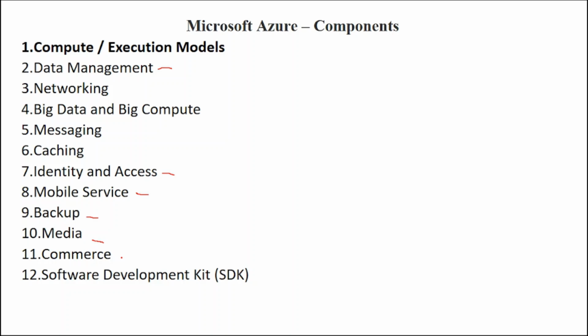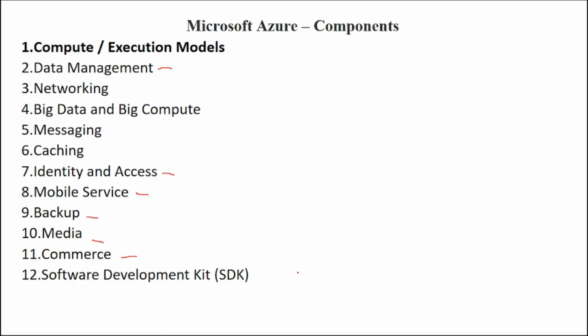Next is commerce. You can buy applications and sell the applications you have made over this. With the help of this mechanism you can buy other apps, or sell your own apps here. So it is also important. Next is software development kit. Just remember that it provides you some languages that are supported by Microsoft Azure.